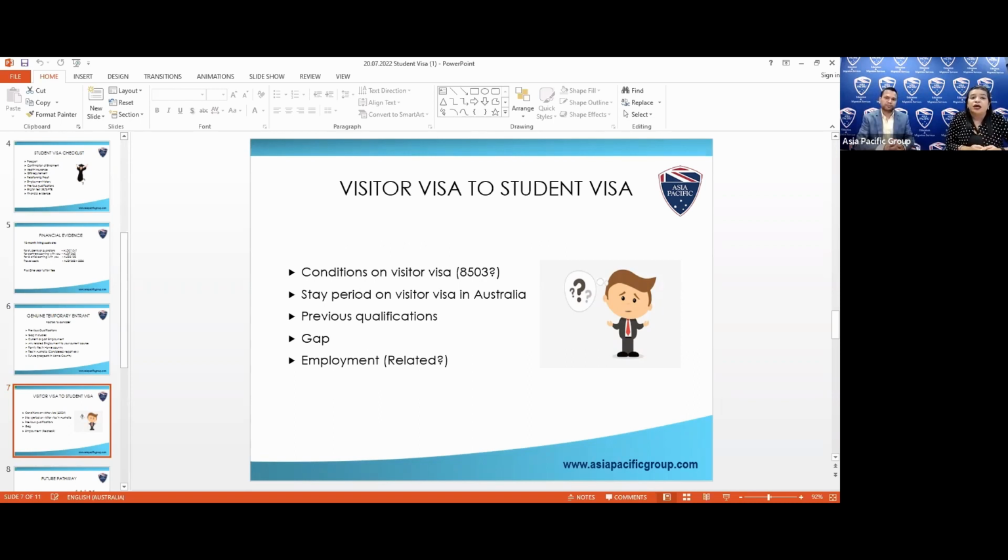But again, the same facts I think Arun has mentioned, they do consider what you have done in the past. And I think Arun will take the things one by one and we'll have a more clear picture. So when you're choosing the course, even if you're on a visitor visa or any other visa, you need to see what your previous qualifications are. Is there any study gap, and do you have any related employment or not?